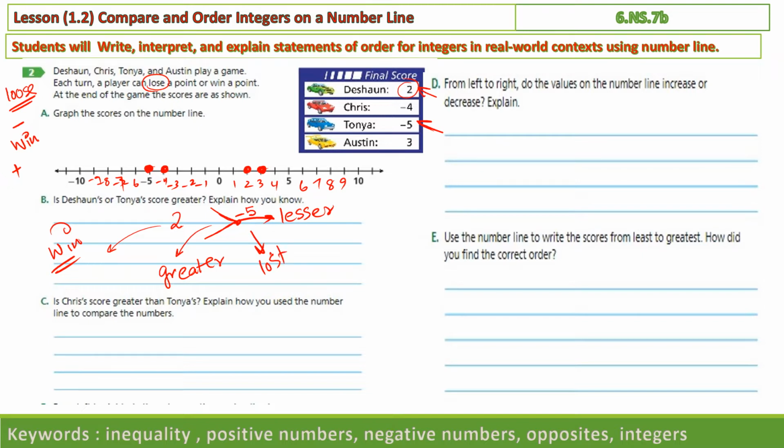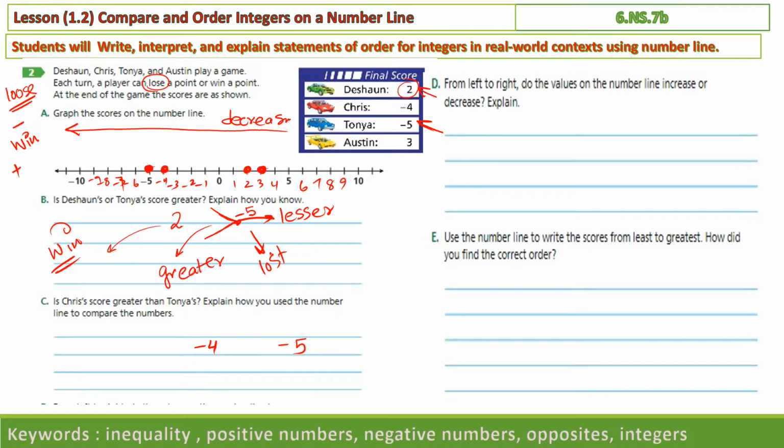Okay, is Chris' score greater than Tanya's? Now Chris is negative 4 and Tanya is negative 5. So look at the number line. From the 0, as you go from right to left, the numbers are decreasing.